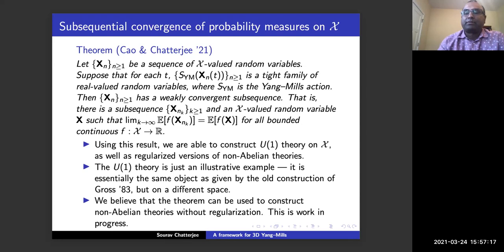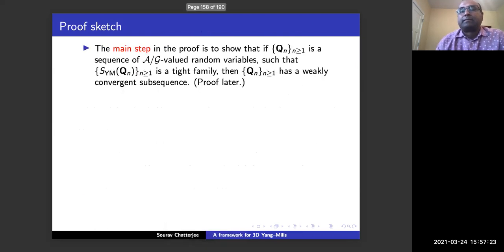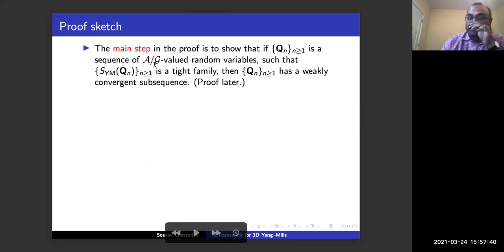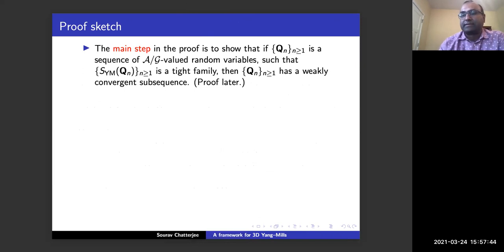So, I'll now just sketch the proof of this result. What goes into the proof of this? The main step in the proof is to show something about this quotient space: if you have a sequence of quotient-space-valued random variables such that the Yang-Mills action applied to these random variables is a tight family, then this has a weakly convergent subsequence on this quotient space. I'll show this later. So that's the main step in the proof that gives the criterion for tightness for these quotient-space-valued random variables.